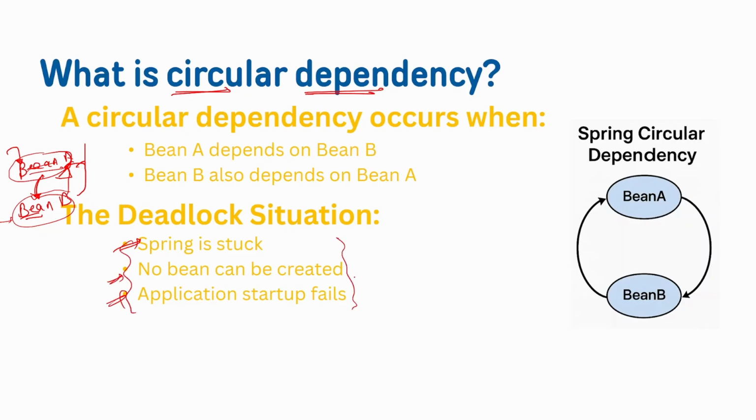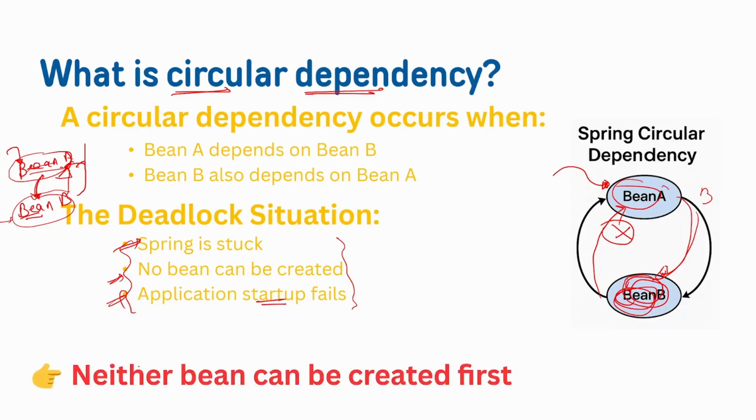So this is an example of dependency injection where bean A depends on bean B and bean B depends on bean A. Spring first tries to create bean A. It depends on bean B, so it tries to create bean B. Now it says it needs to create bean A, but it is already creating bean A. So it gives us an error. Neither bean can be created first, Spring is in a deadlock situation, and application startup fails.